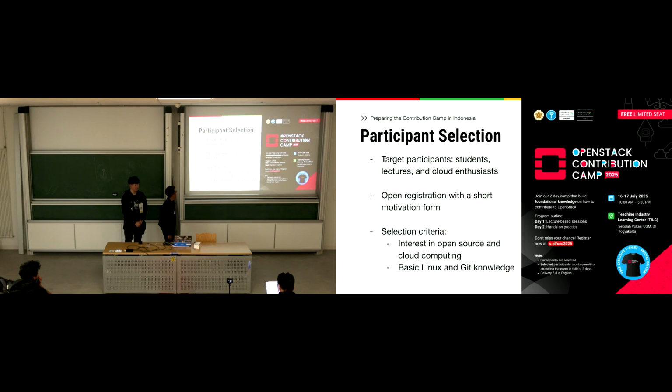And then the next one is the participant selection. Because of capacity, we only had 3 mentors, so we only had 20 mentees. The target participants were students, lecturers, and of course cloud enthusiasts. We used a Google Form for open registration with a short motivation statement, and we had selection criteria. The first one, you need to be interested in open source, of course, and cloud computing, and at least you have basic Linux and Git knowledge.